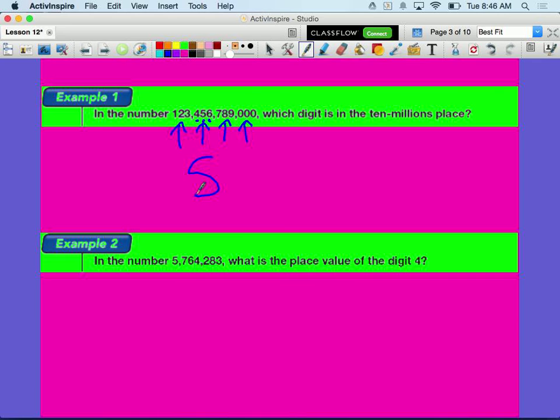So if I look at the number in example 2, what is the place value for digit 4? Okay. So here's my 4. So it's in ones, thousands, million. So it's in the thousands. If we look at, remember, ones, tens, hundreds, it's in the 1,000s place value, so we can say it's in the thousands place.